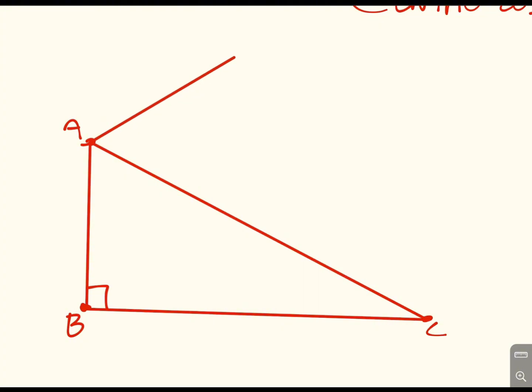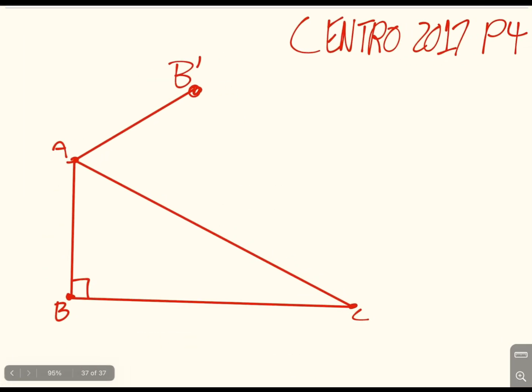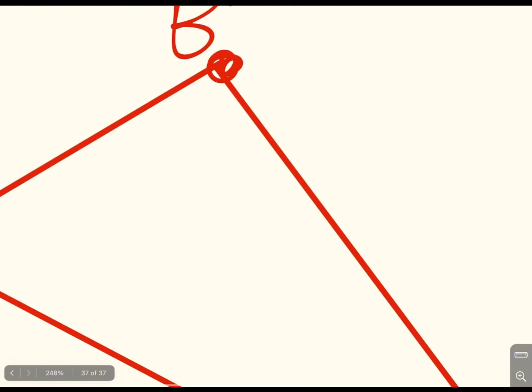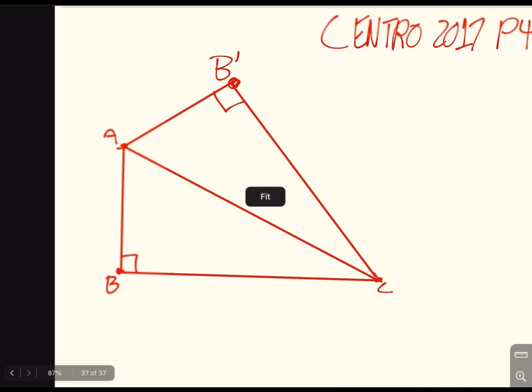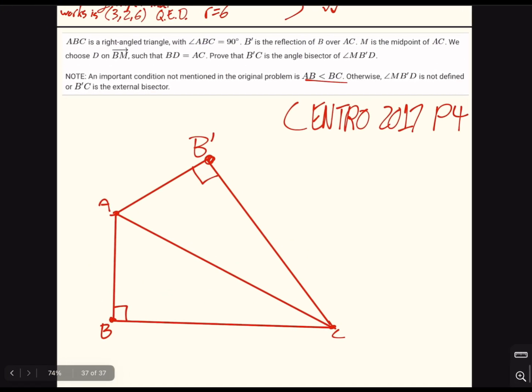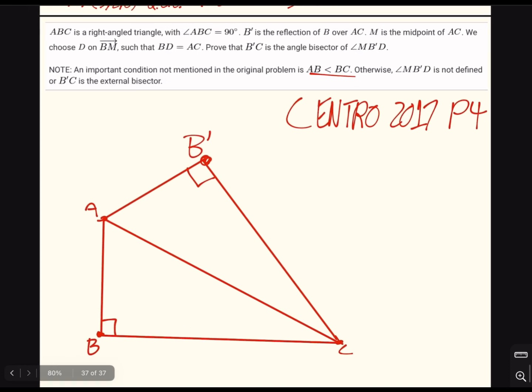So we'll draw this. And this would be B prime. And then this would be BC. So not exact, but it's basically as close as we'll get here. And this is also 90 degrees. Since it's a reflection, angle AB prime C will just be equal to angle ABC.